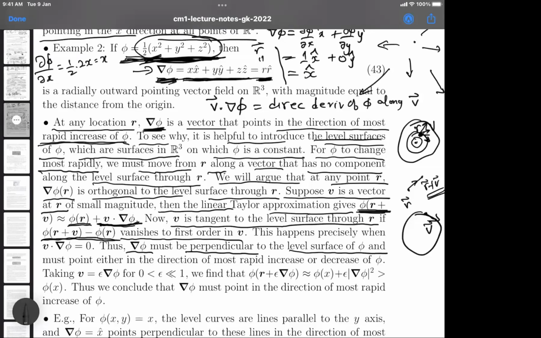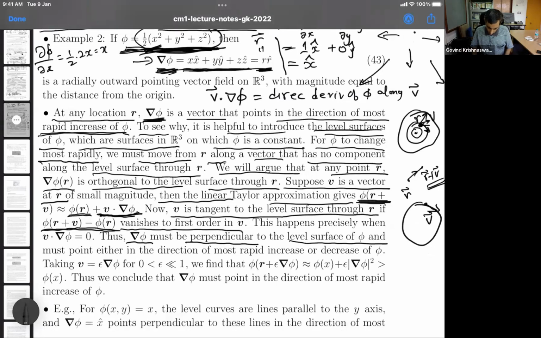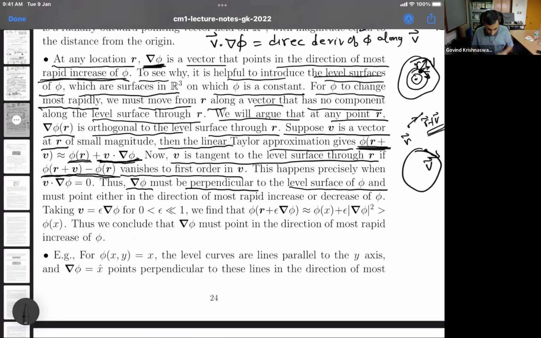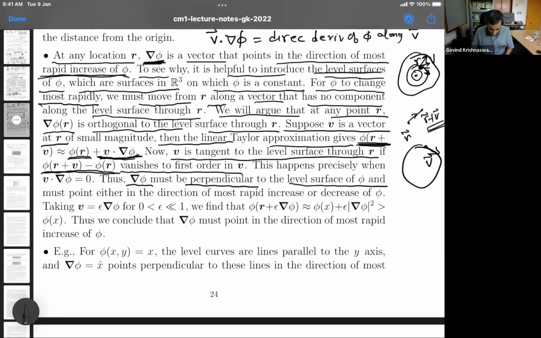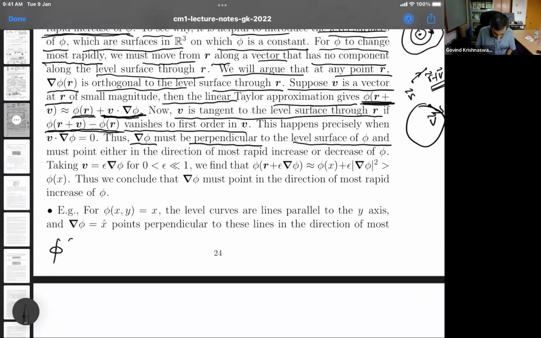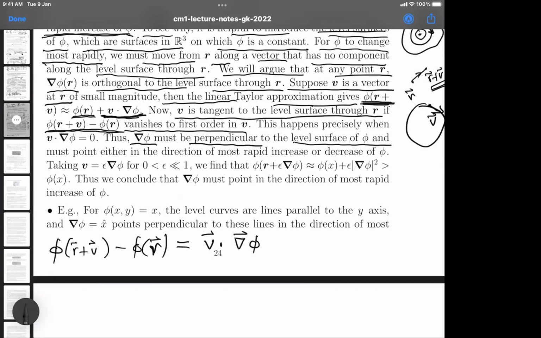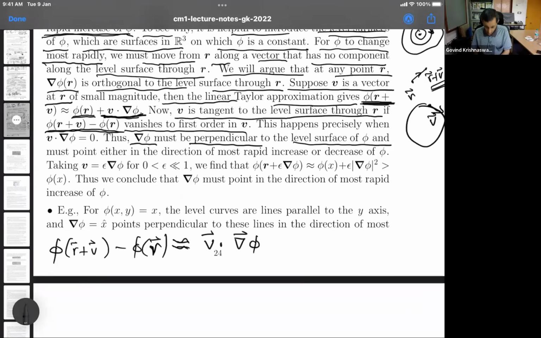Sir, can you repeat the argument? Yeah, sure. I know that this is a bit hard the first time. What have we done? We have computed phi of r plus v minus phi of r, and I hope you will agree with me that we have got the answer as v dot the gradient of phi. So you're with me up to this stage. Of course, this is an approximation, but I'm going to work at this approximation.